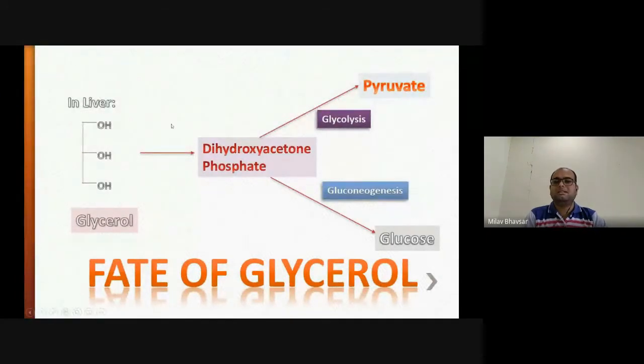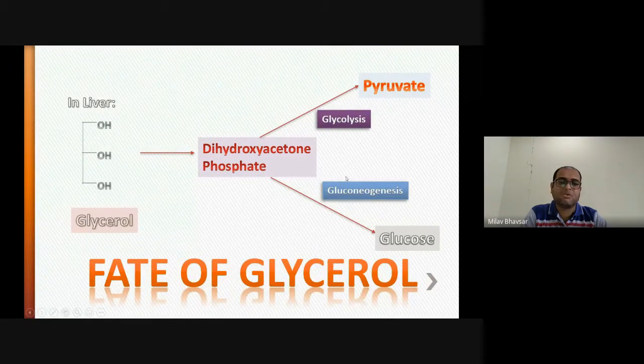Inside the liver, you have glycerol. What happens once it reaches the liver? It gets converted into dihydroxyacetone phosphate. Now you remember this part. It is a component of glycolysis which can generate pyruvate. Or this DHAP can go into gluconeogenesis to generate glucose. So the body can generate glucose from glycerol, but the problem is that the glucose coming from the oxidation of triglycerides is going to be very scarce.